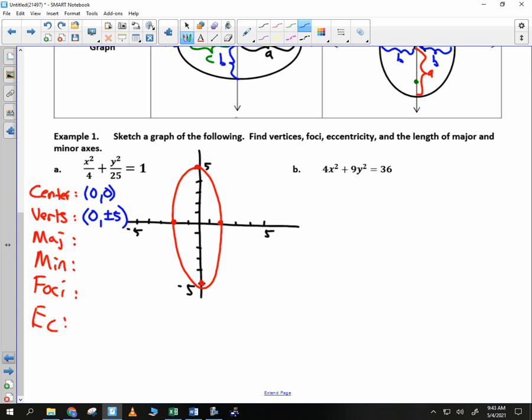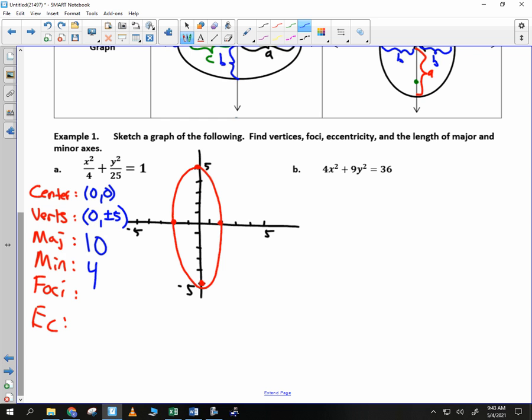Major axis. How far is it from up here to down there? 10. How far is it from side to side? 4. See, they're a little easier, aren't they, than parabolas?